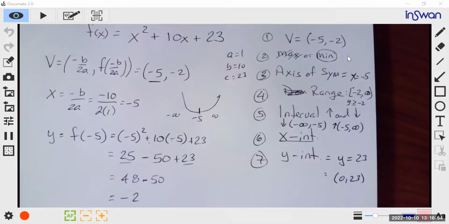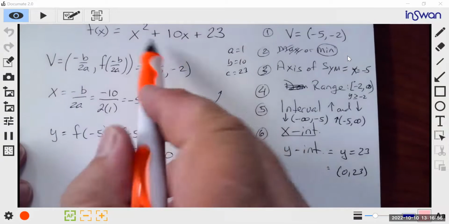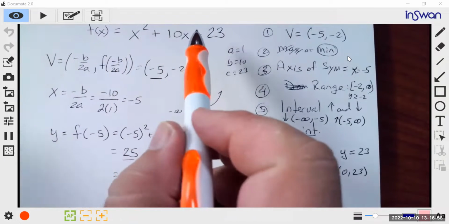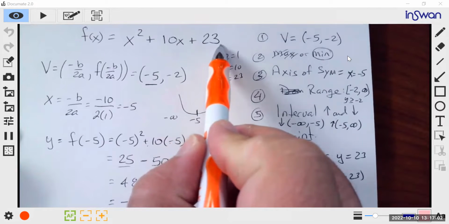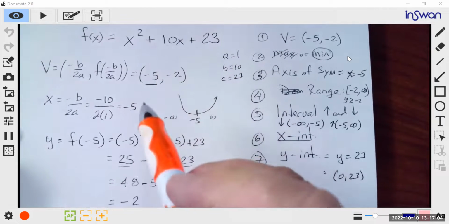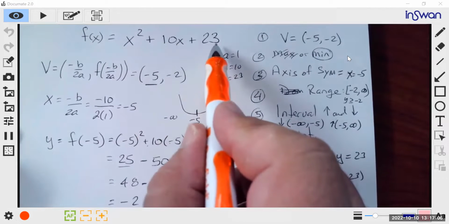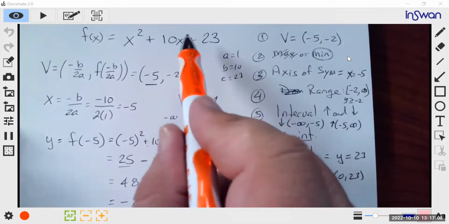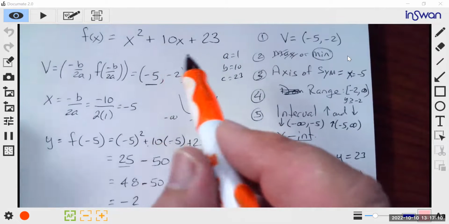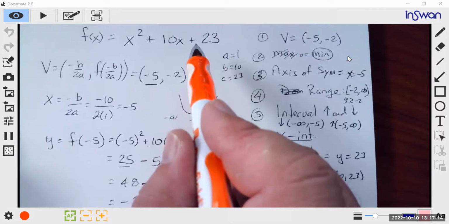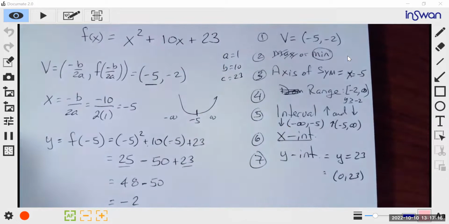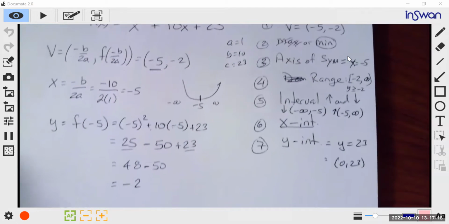Quadratic formula, yes. Because we can't factor it. Why can we not factor it? Because what times what is 23, and when you add them, you get 10? 23 is a prime number, 23 times 1. So we can't factor it. We could complete the square and solve it that way, or it's much easier if you use the quadratic formula.